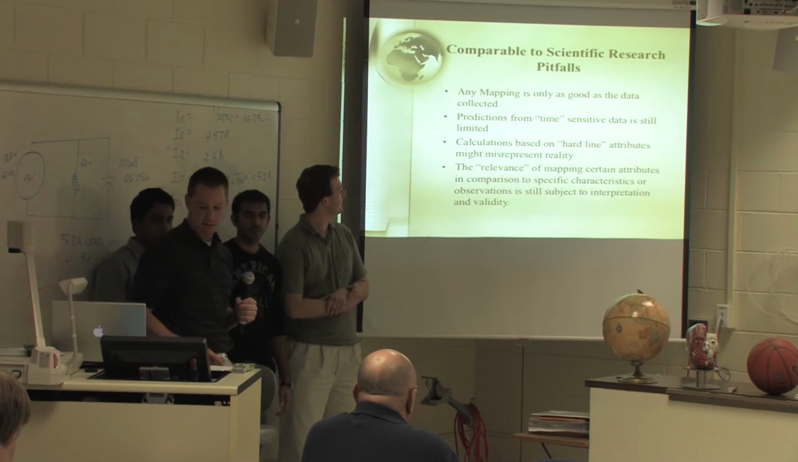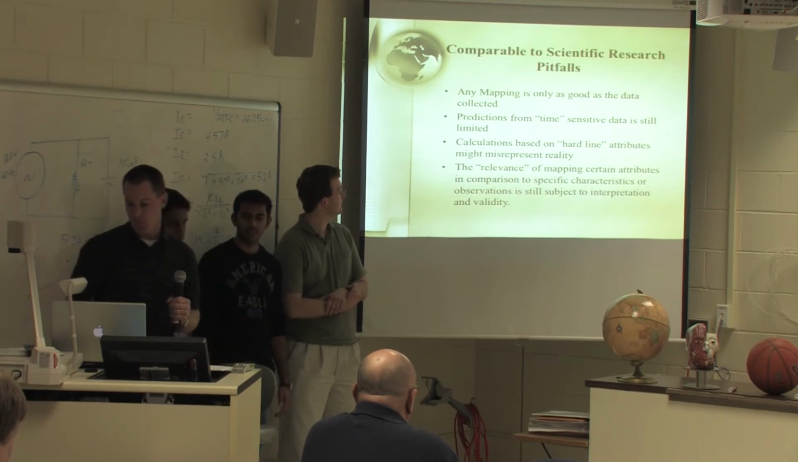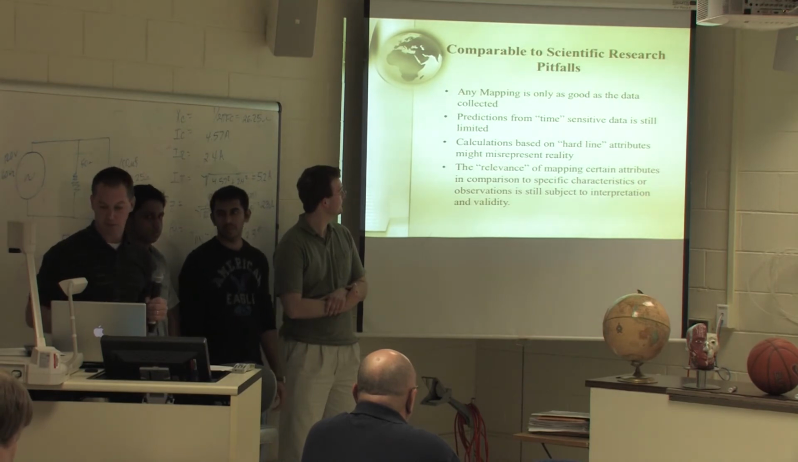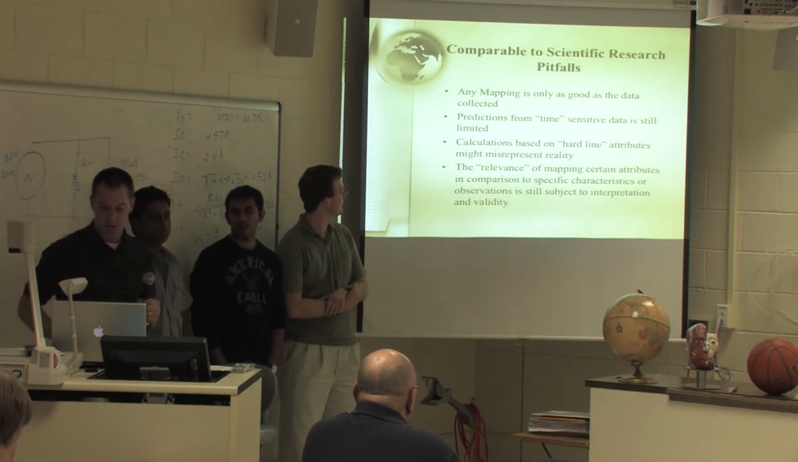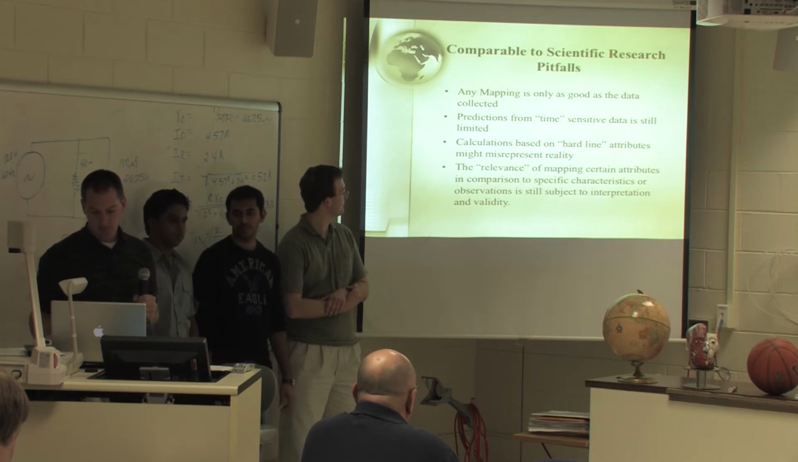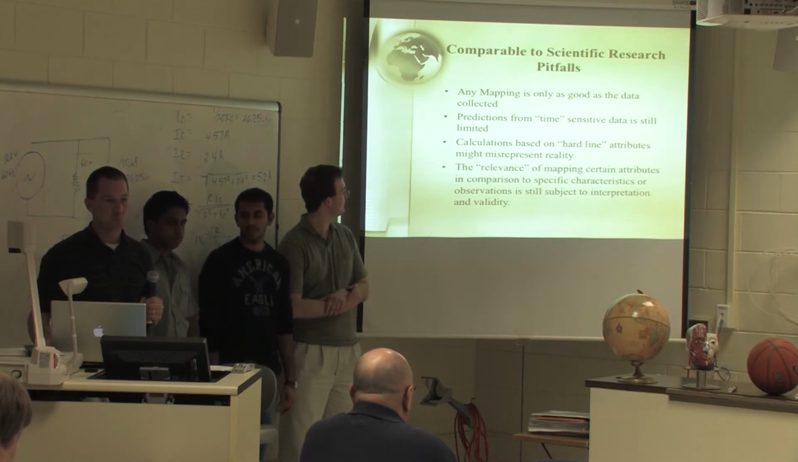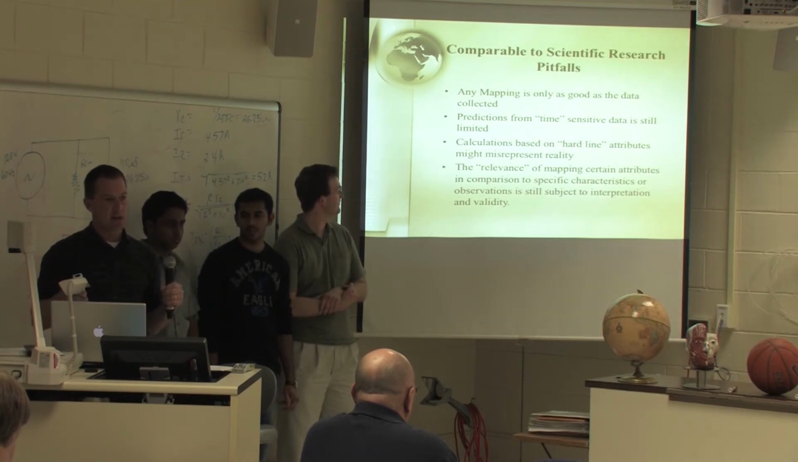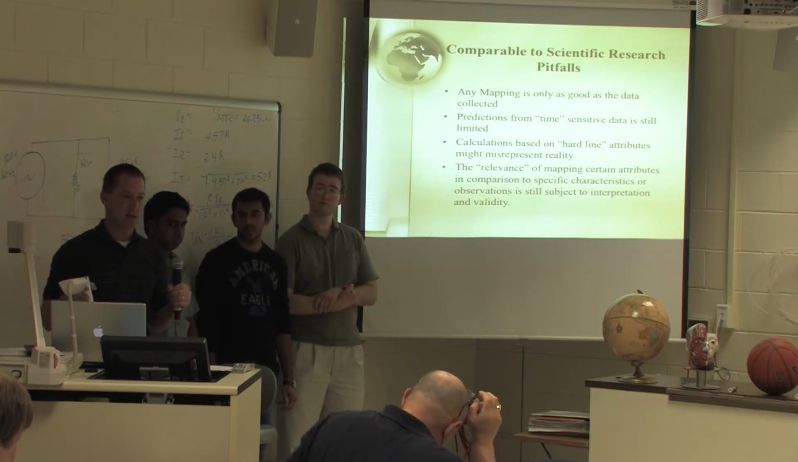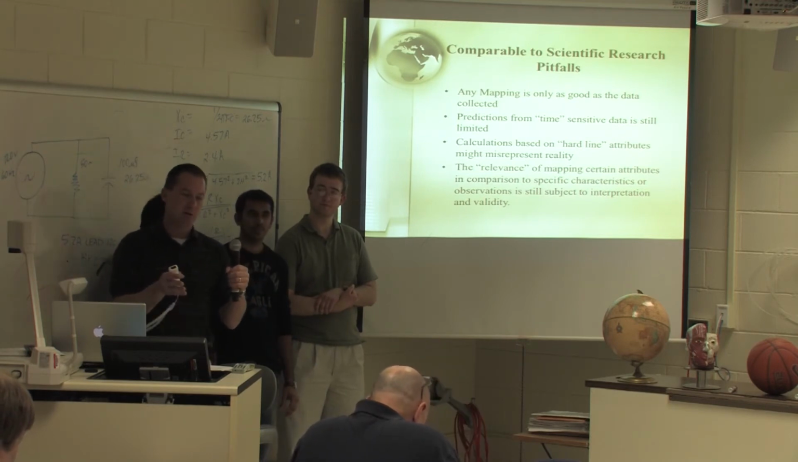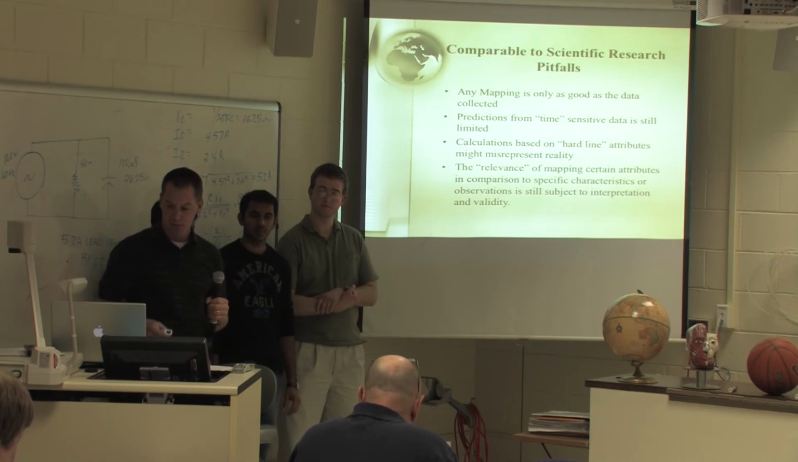Time-sensitive data is still pretty limited. We just don't have enough information. The information hasn't been out long enough. The data hasn't been available in some topics and some types. Hard line attributes might misrepresent reality. An example of this would be when they're mapping vegetation. It's difficult to draw a clean line between swampland and meadows. You might have a transition period in there which shows only as a line on a map.